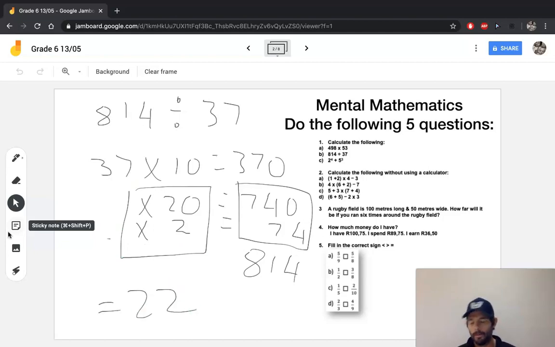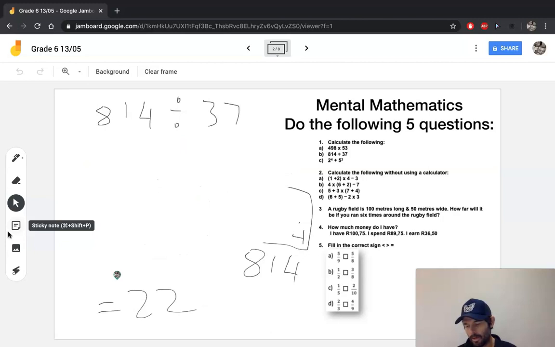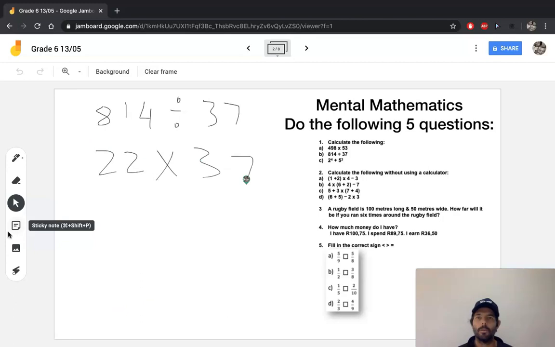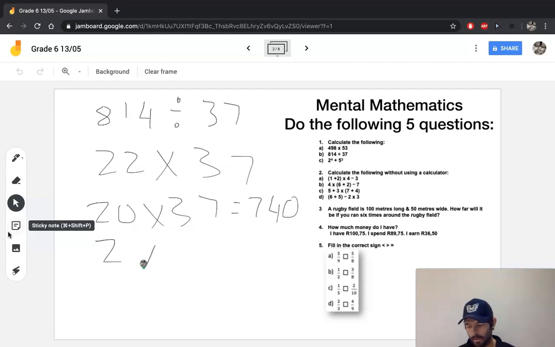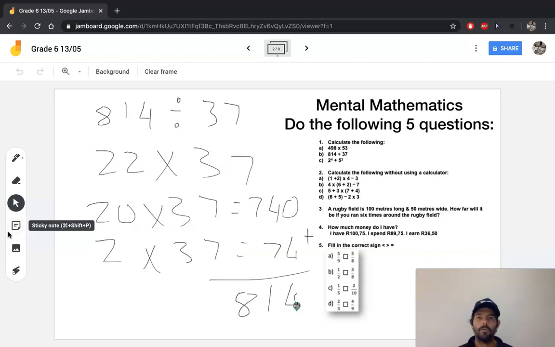Now we can check that. We can check that by going 22 multiplied by 37, and that's going to give me 814. Okay, so first I'm going to do 20 times 37. So 20 times 37. Okay, I'm going to do 2 times 37 first, which equals 74. So I need to put the 0 in for the multiple of 10. And then I know 2 times 37 is 74. And when I add those together, I get my 814.